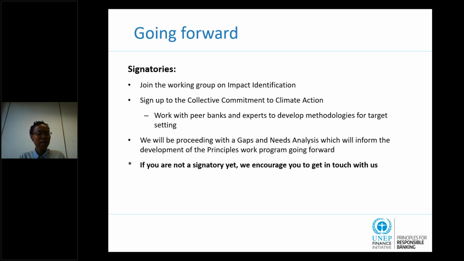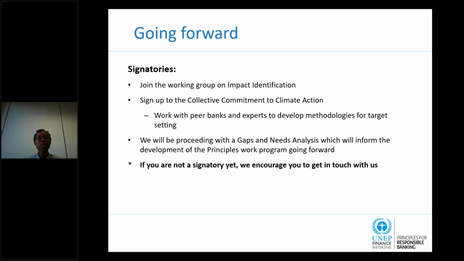We also encourage more banks. We are currently sitting at, I believe, 34 banks that have joined the collective commitment to climate action, and we encourage more banks to sign up to that collective commitment, and to then work with other banks that have done so to basically develop methodologies further in this area.